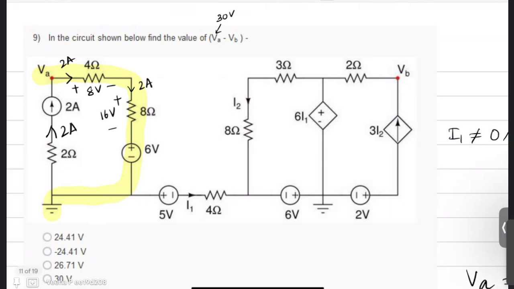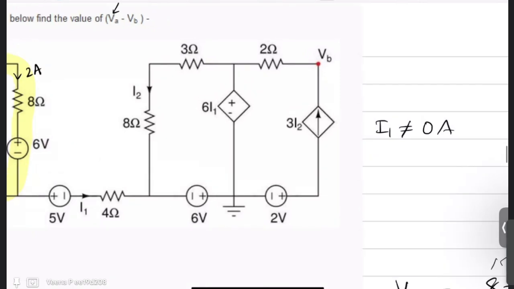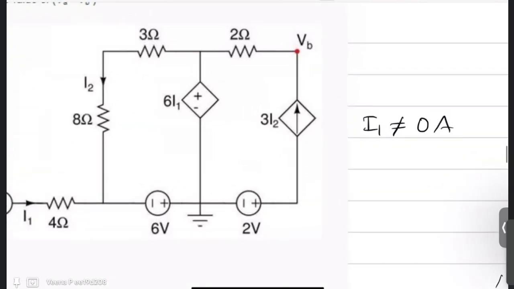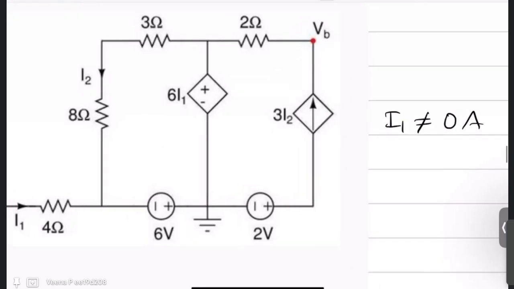Now we have to find what is VB. VB is in the circuit. Let us see which one to apply, either KVL or KCL. It is up to you; you can decide whichever method you feel comfortable. I prefer solving from the circuit itself. So my I2 is going like this. There will be a drop which is 8 times I2. Now the same I2 is going through this 3 ohm, so there will be 3 I2. And there is a 6 I1 here.